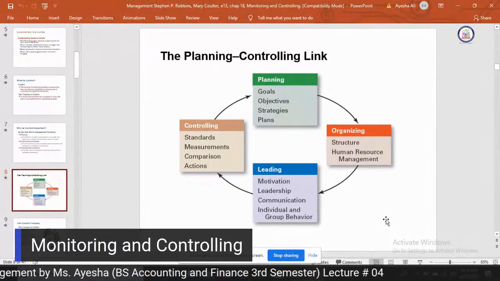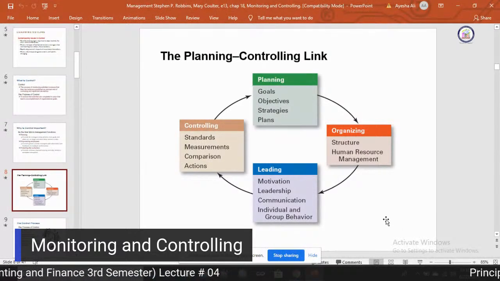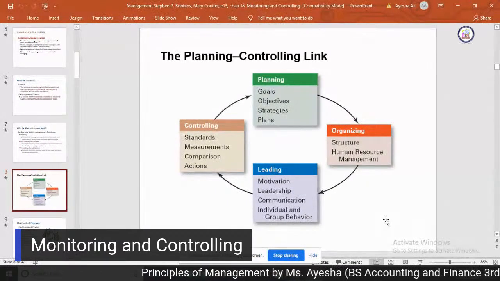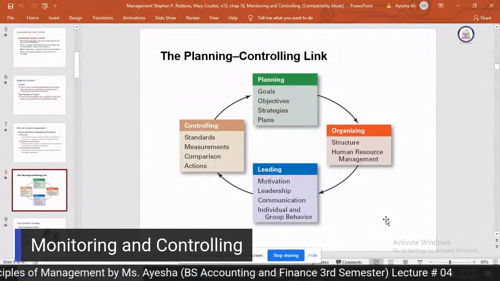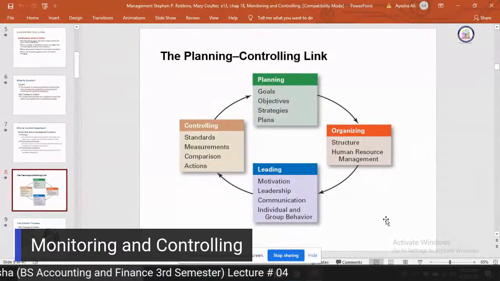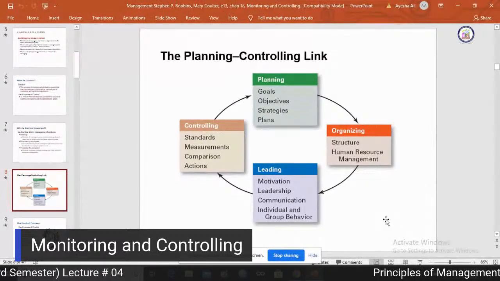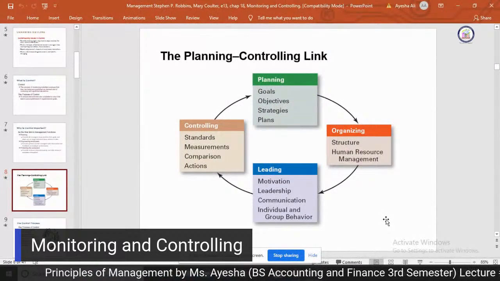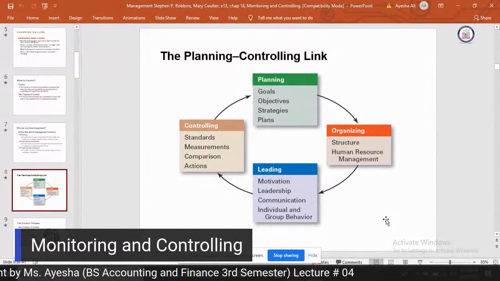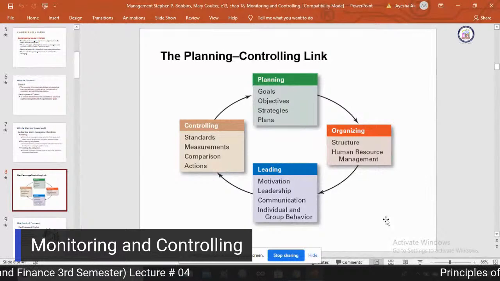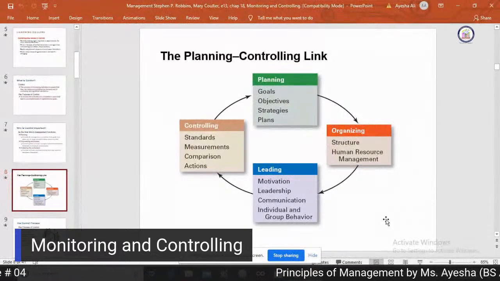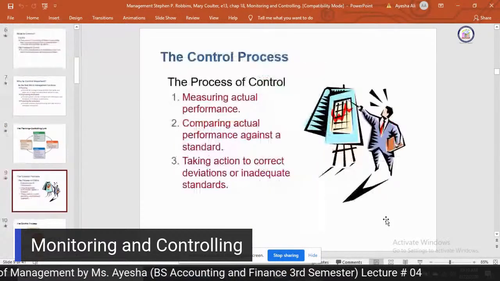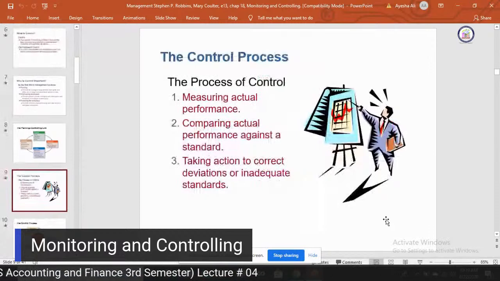So first we have the benchmark, then we measure the actual performance and compare it with the benchmark. If we have significant variation, we will take managerial actions like disciplinary action or corrective action, whatever the situation is. And if the difference is insignificant, we will do nothing and move on to the next process. After it we have the control process, in which we have three steps.